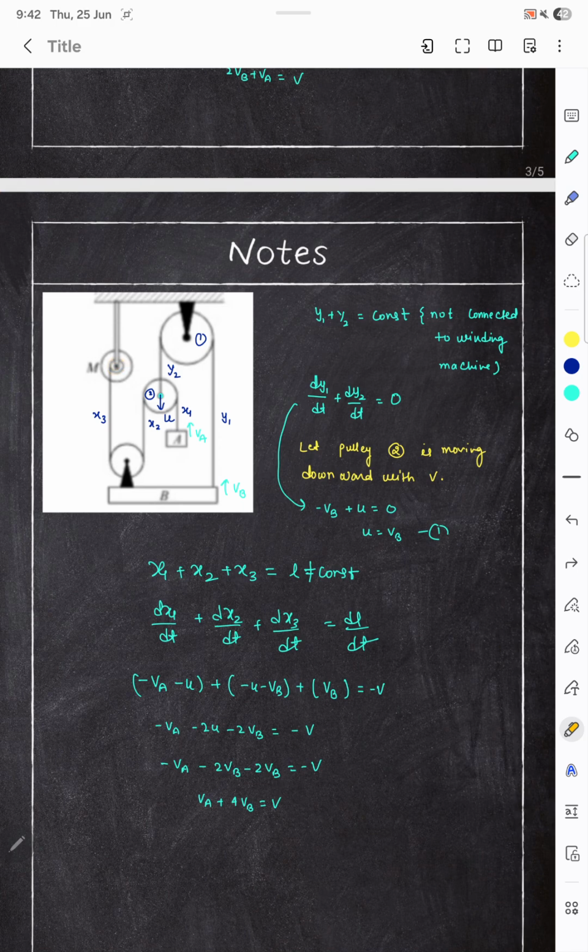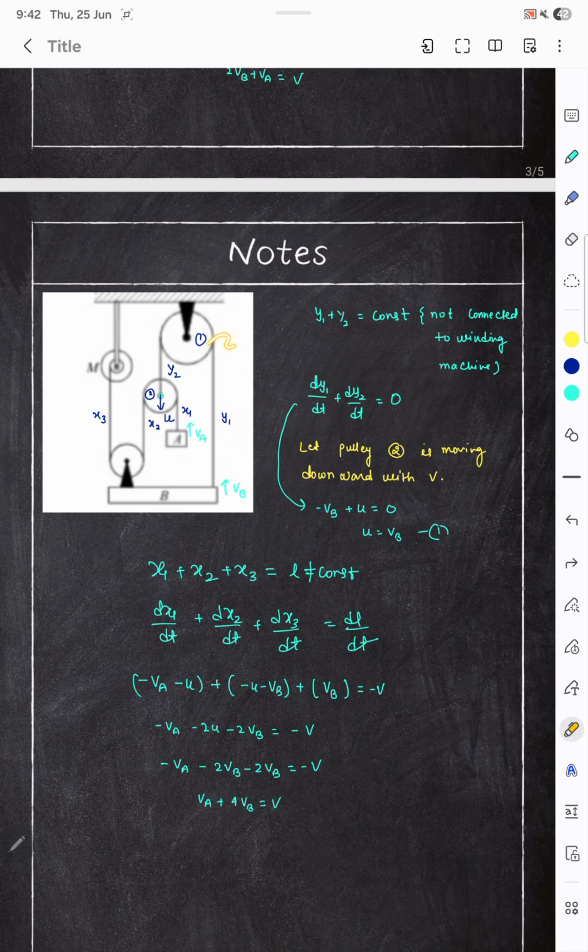So here is one equation, and another equation we are considering is y1 plus y2. y1 plus y2 is constant because it is not connected to a winding machine, and that's why its length will be constant. If we differentiate it, dy1 by dt plus dy2 by dt will be equal to 0. And here we assume that pulley 2 is moving downward with velocity u.